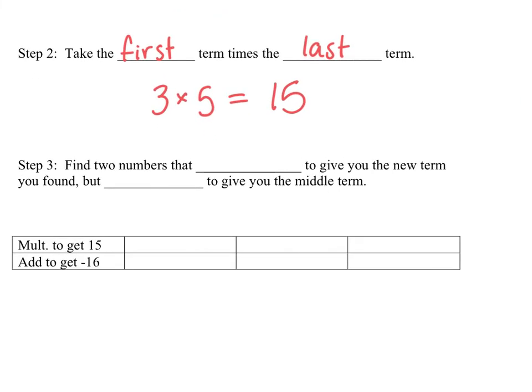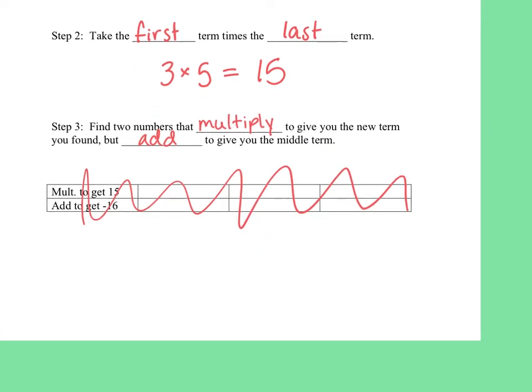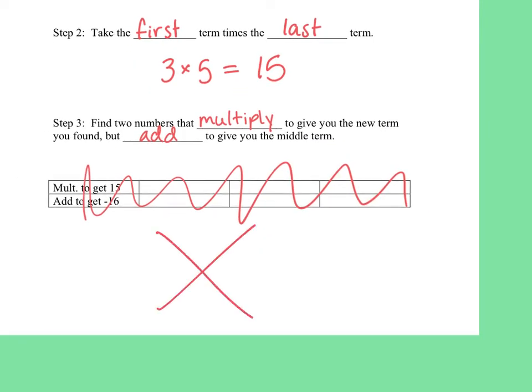Then we want to find 2 numbers that will multiply to give us that number, but add to give us the middle term. I want you to just cross off this table because it's a little bit more confusing, and draw a giant X. Got it? Cool. Here's what goes on the top of the X: the first term times the last term, which we said was 15. Put it up there.